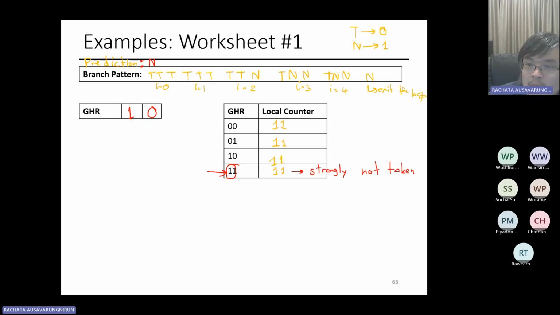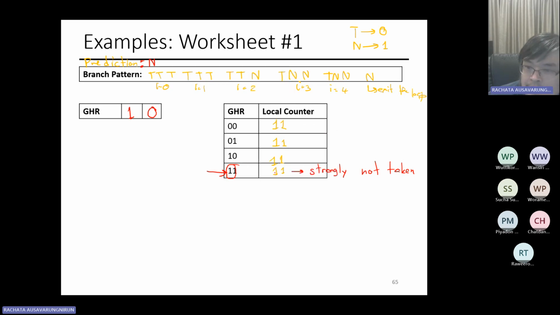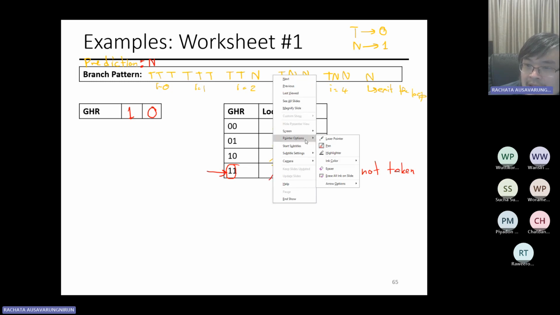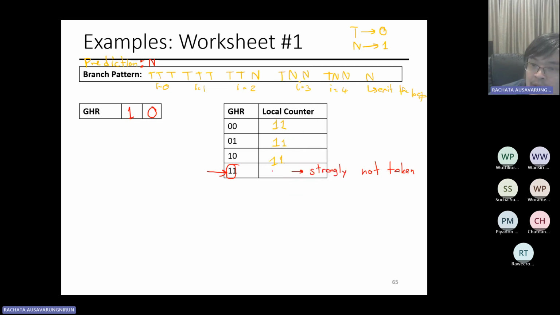Over here, you update because you actually take the branch, but you predicted strongly not taken. This is wrong. So you have to update this entry from 1, 1, strongly not taken, to weakly not taken, because if I see the pattern 1, 1 in a GHR, you're actually taking a branch. So it now becomes weakly not taken. That's it for the first branch.